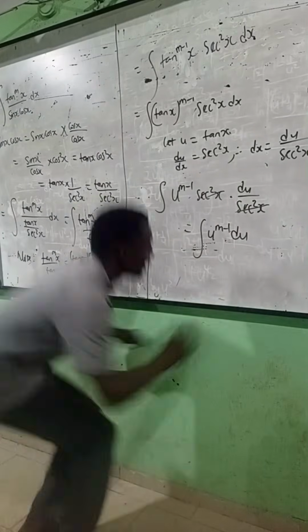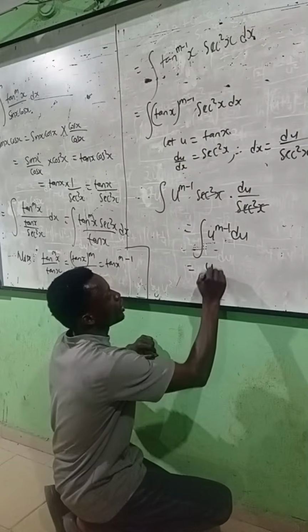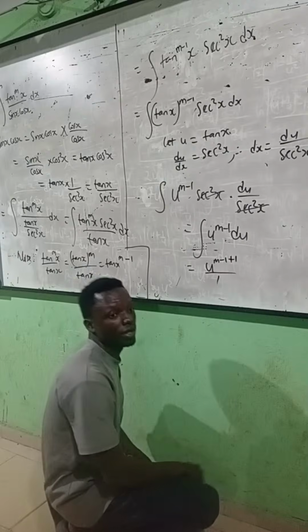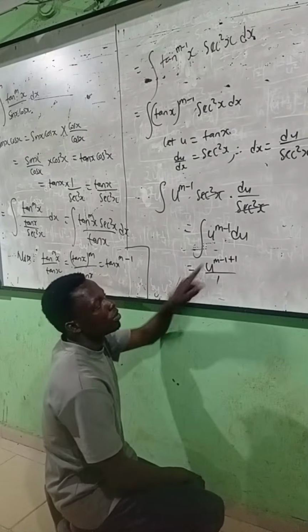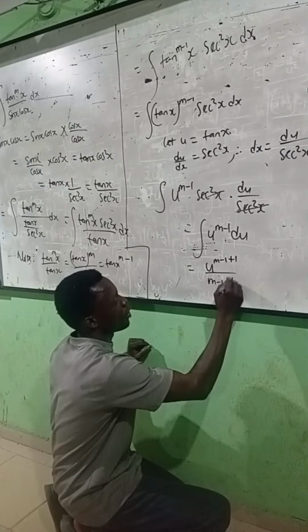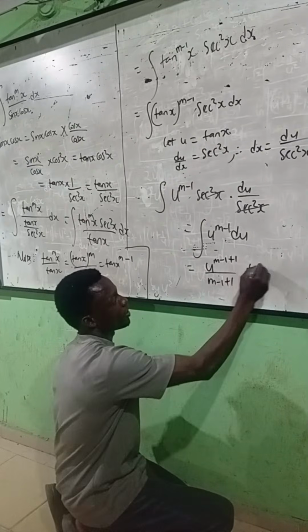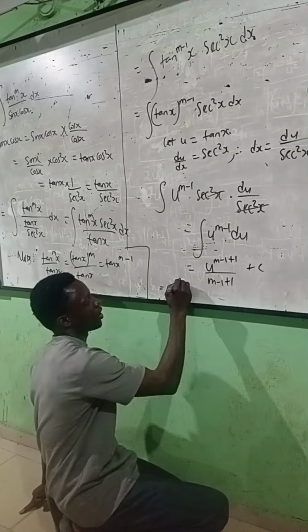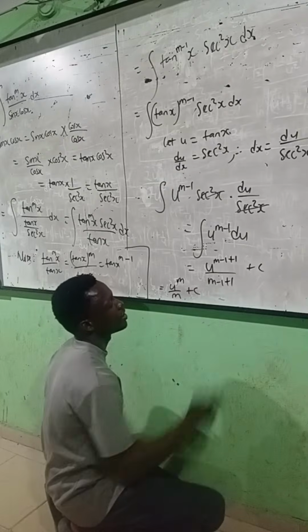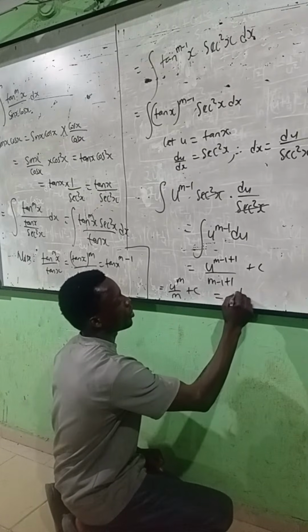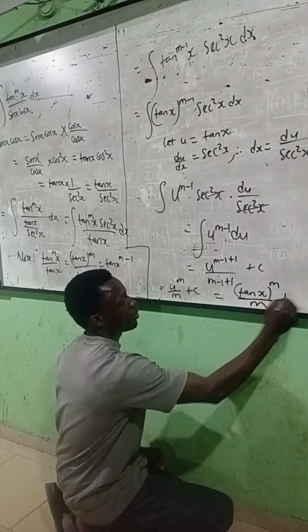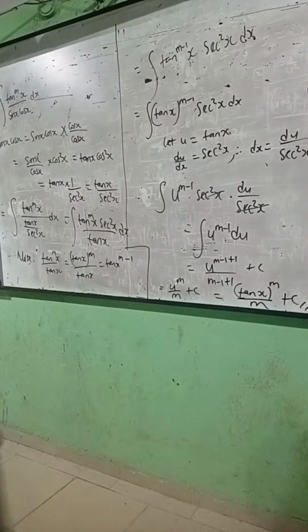So let's integrate this. It gives us u raised to the power m minus 1 plus 1, over m minus 1 plus 1, plus c. That equals u raised to the power m over m, plus c. What's our u? It equals tan x. So the answer is tan x raised to the power m over m, plus c. That's all. This one is interesting.